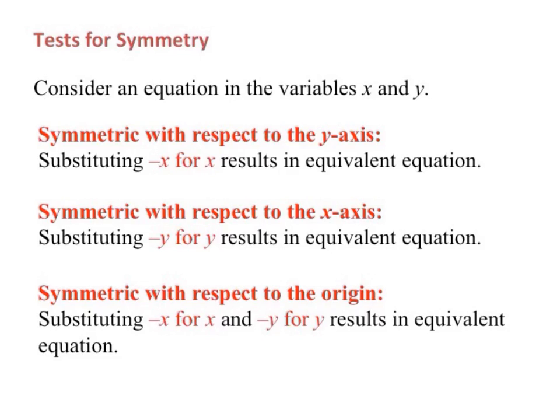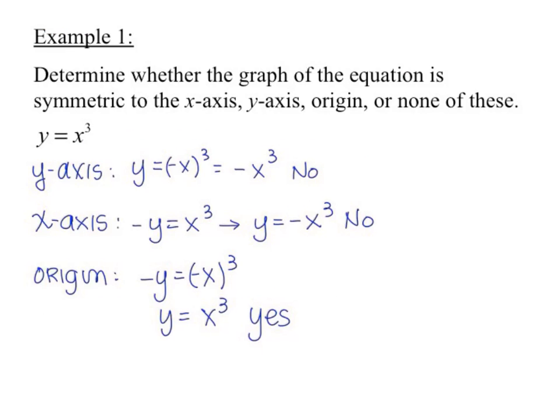If it's symmetric with the origin, you replace both things, and if you get the same equation, it's symmetric with the origin, which is basically an x-axis and a y-axis reflection. You're going kind of diagonally. So let's look at some of these on these slides. So we're looking at y equals x cubed. That is our original equation that we're going to look at right here. We want everything to be equal to that when we're done, if it's symmetric.